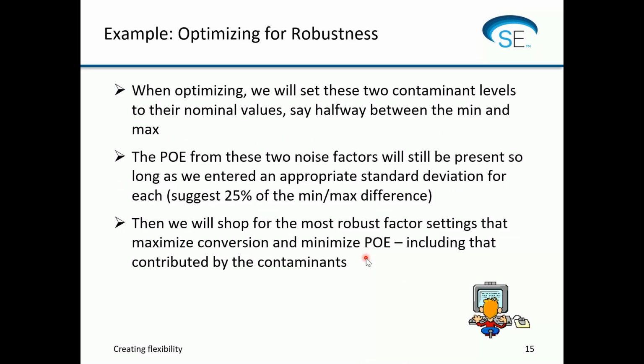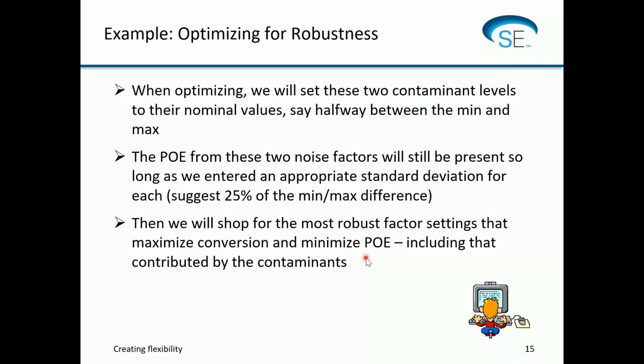However, when we optimize, we're going to set these two contaminant levels at some nominal value, like let's say halfway between the min and the max. Okay, so we're just going to lock it in. So like the first one went from 0 to 500 parts per million. So what we'll do is lock it in halfway, at 250. But then we're going to introduce a standard deviation to show us that that number may float around a little bit, right? So it's going to be somewhere between a minimum and a maximum level.